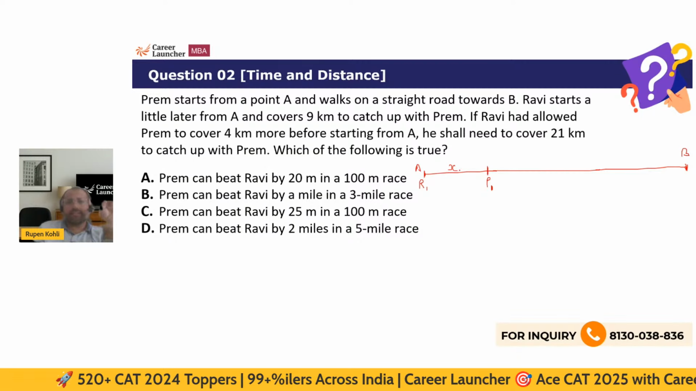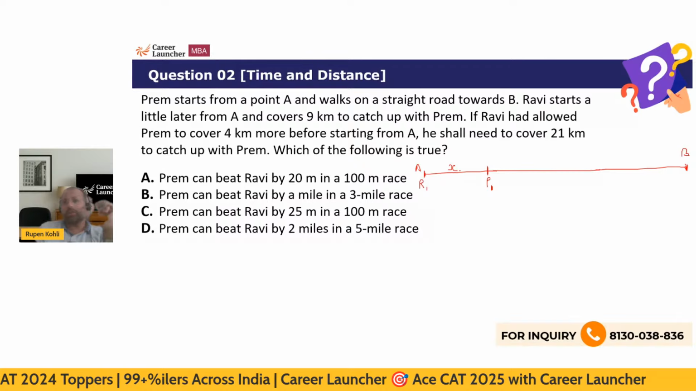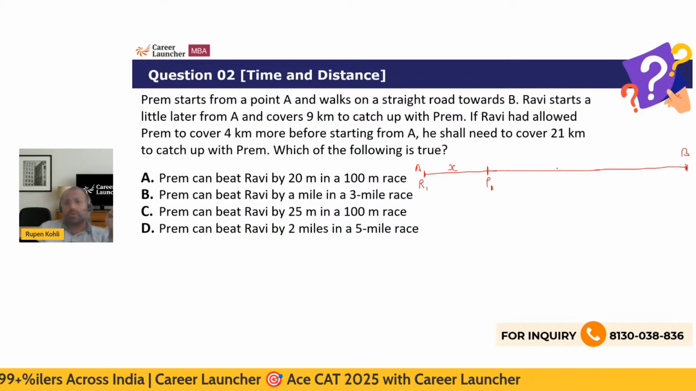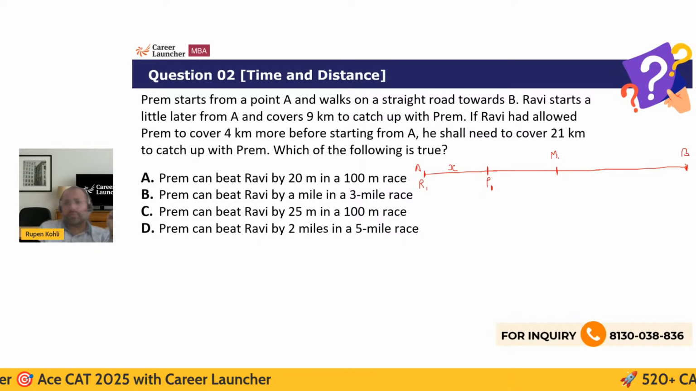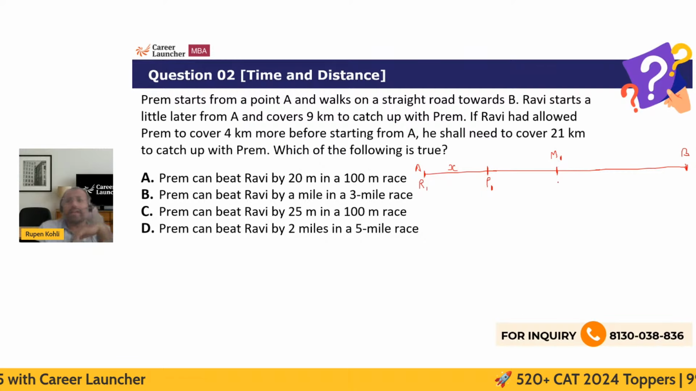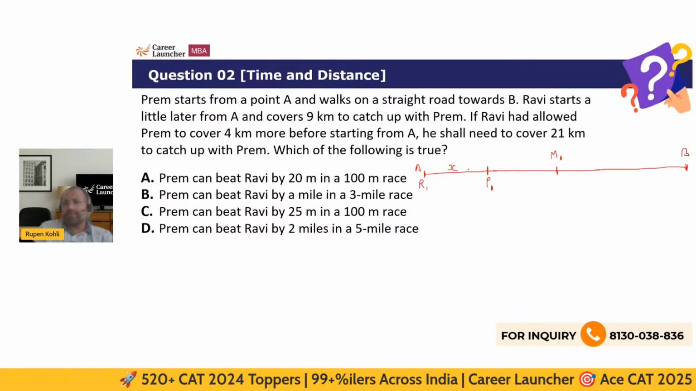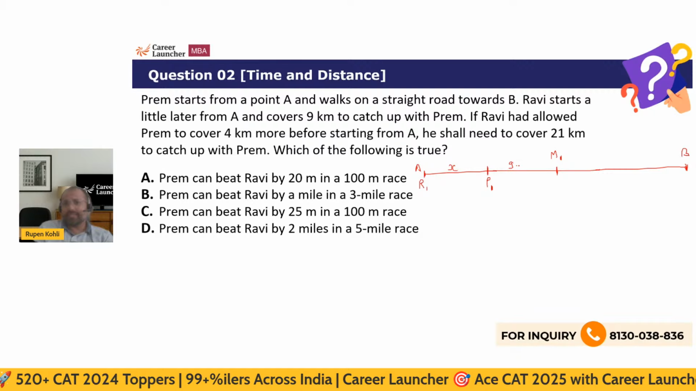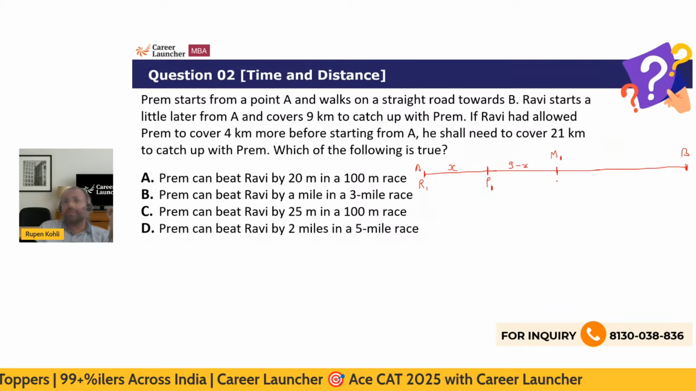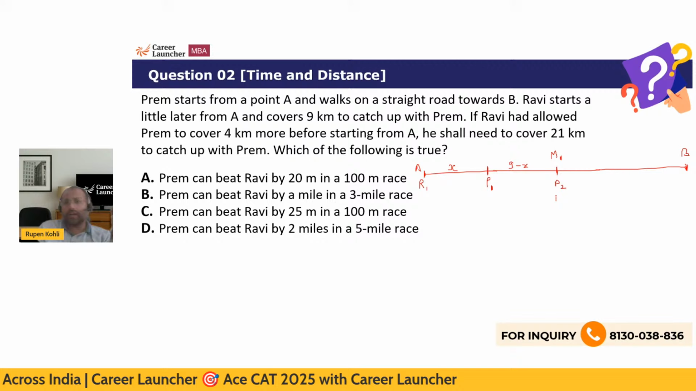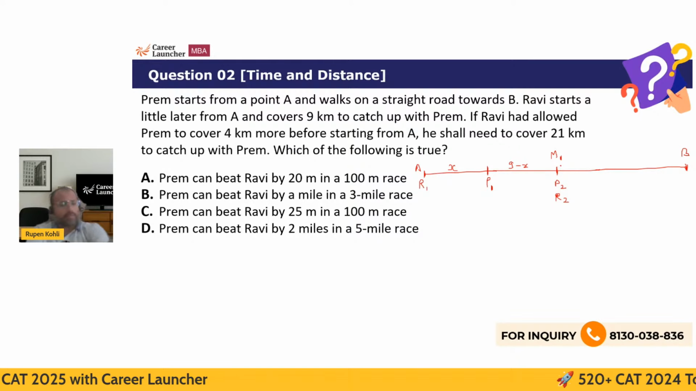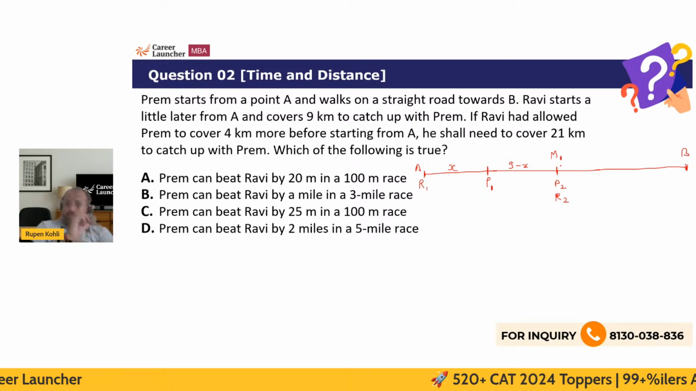Now it is given that Ravi starts a little later from A and covers 9 kilometers to catch up with Prem. So at some point down the line, call it M1, the meeting point of Prem and Ravi. At this point, which is a total of 9 kilometers from point A. So from A to M1 is a total of 9. So if A to P1 is X, then this is 9 minus X. So here both Prem and Ravi meet. This is where P2 and R2 are. Both Prem and Ravi are at this point, right? This is what the statement is saying. So this is the first situation.